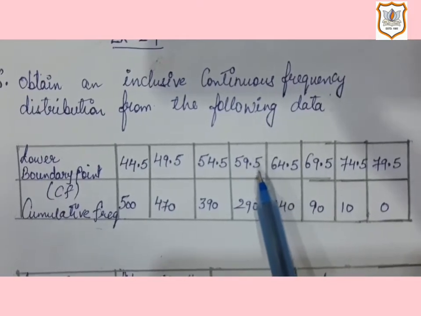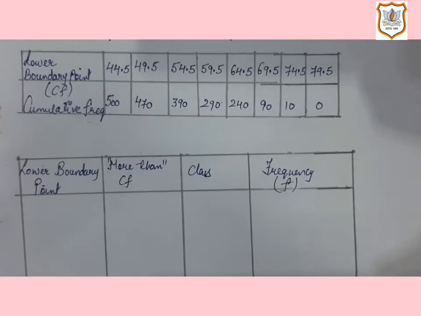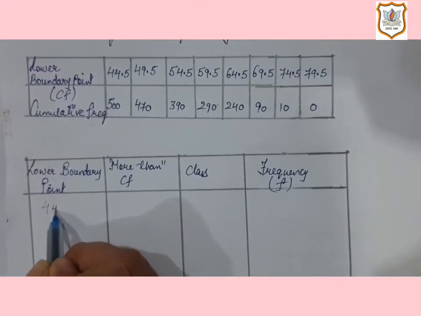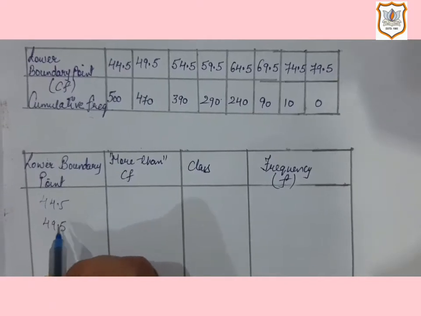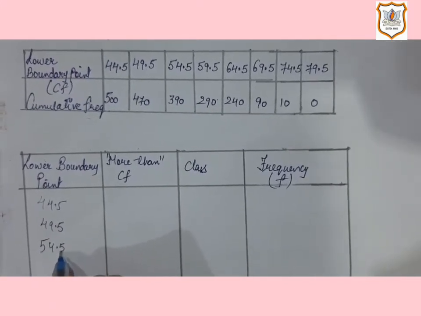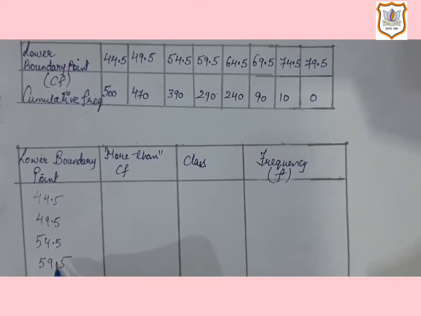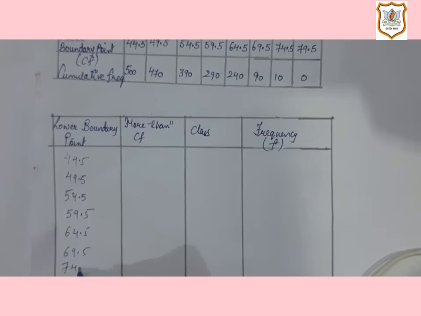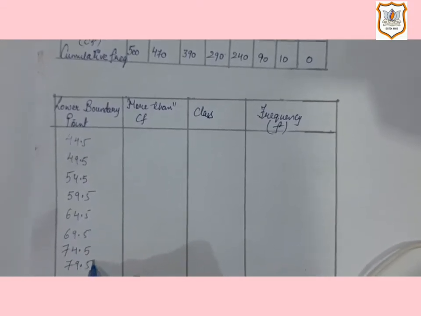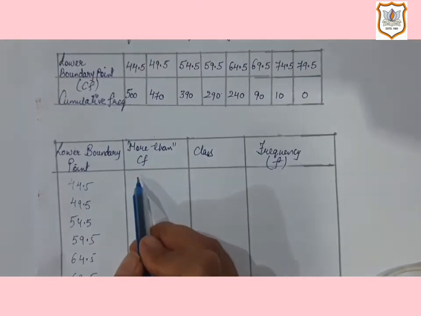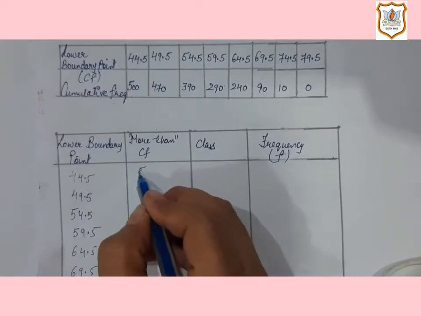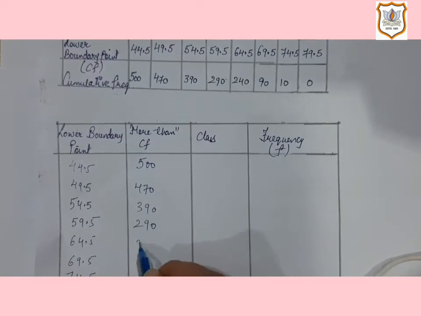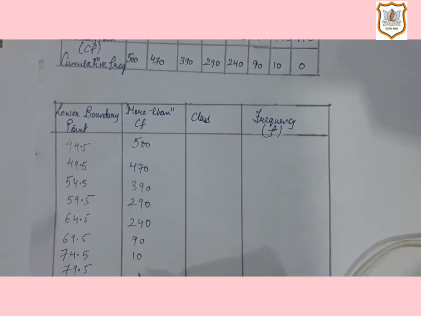First, let's solve the sum in the table manner. So let's start with the table. Here I'll write the lower boundary points from the question as they are: 44.5, 49.5, 54.5, 59.5, 64.5, 69.5, 74.5, 79.5. Now, we will write here the more than cumulative frequency from the question as it is: 500, 470, 390, 290, 240, 90, 10 and 0.